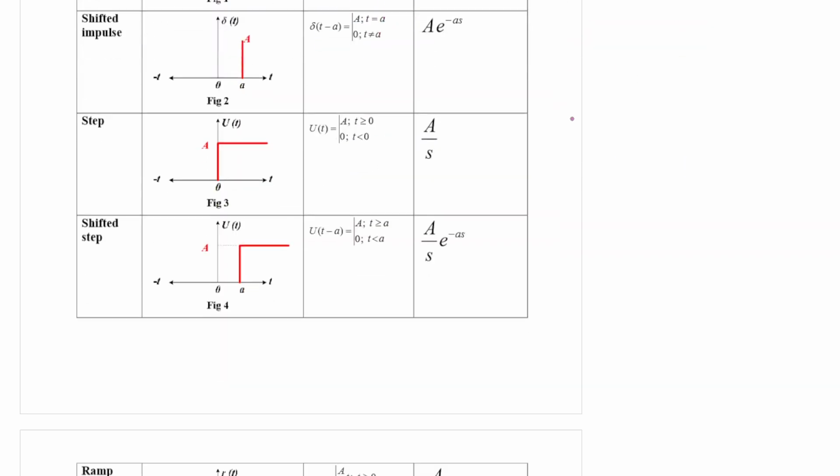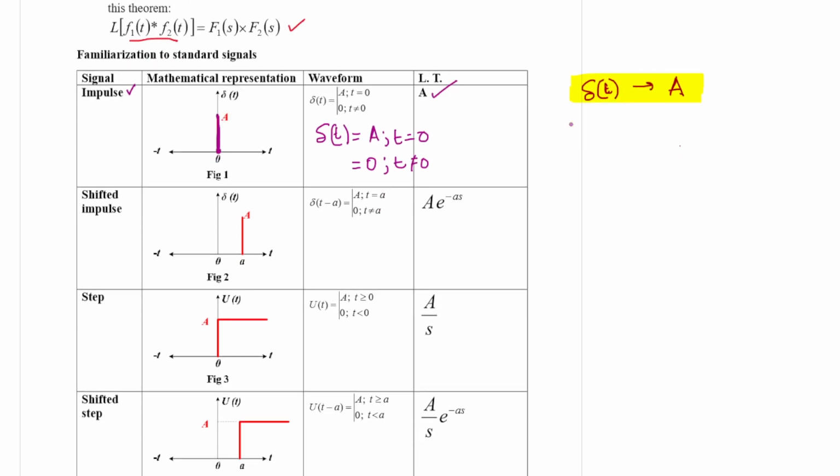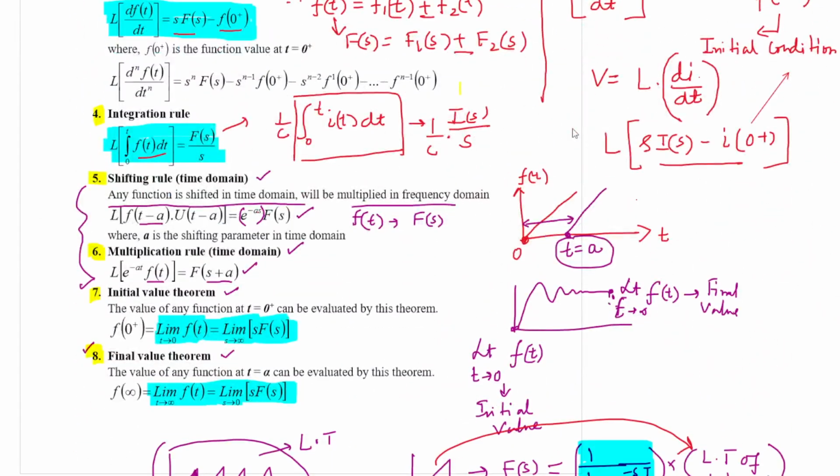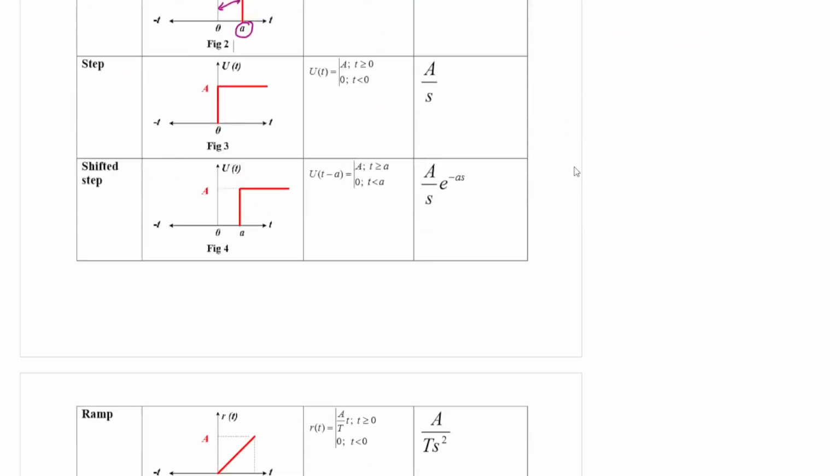Now second, we have a shifted impulse. It is shifted by some time t equal to a. According to theorem 5, time domain shifting means frequency domain multiplication. So it should be multiplied by a factor e to the power minus as.